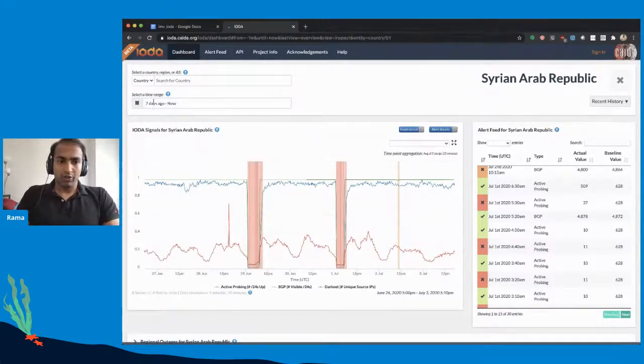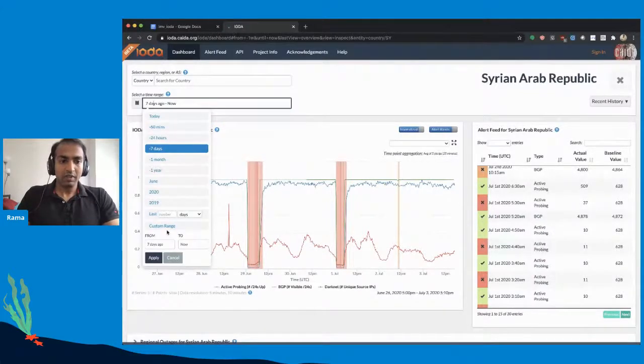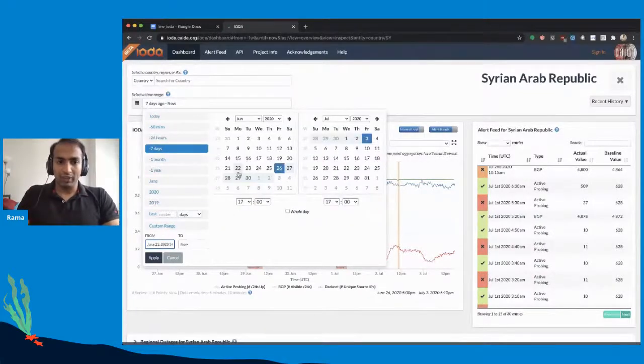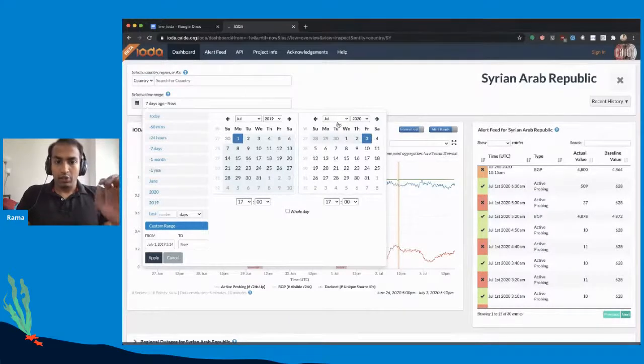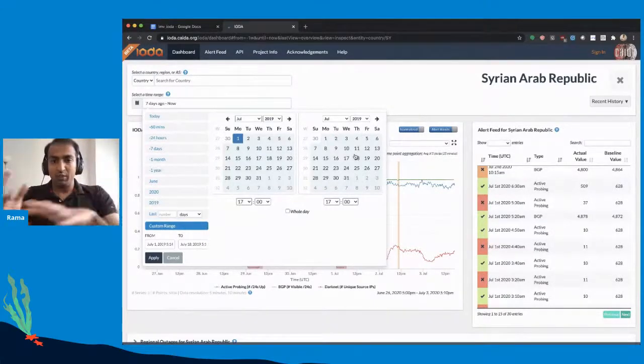So what I'm going to do here is specify a different time range. Not just looking at the last 7 days, but say if I want to look at June in 2019 or July in 2019. So I'll go to July 2019 and then click the start time. And note that in the IODA public dashboard, there is a limit of 1 month at a time that you can access data for.